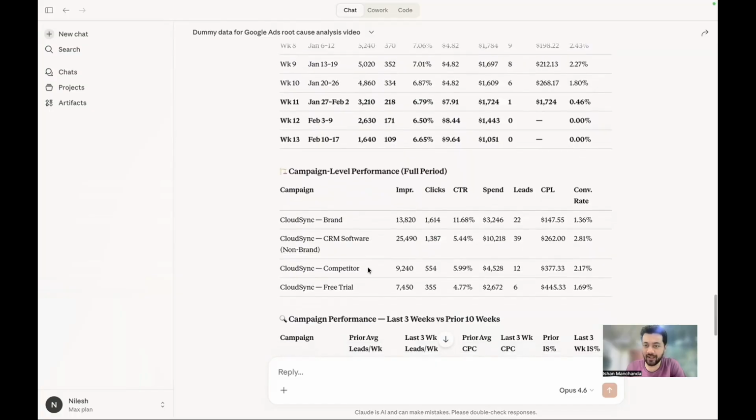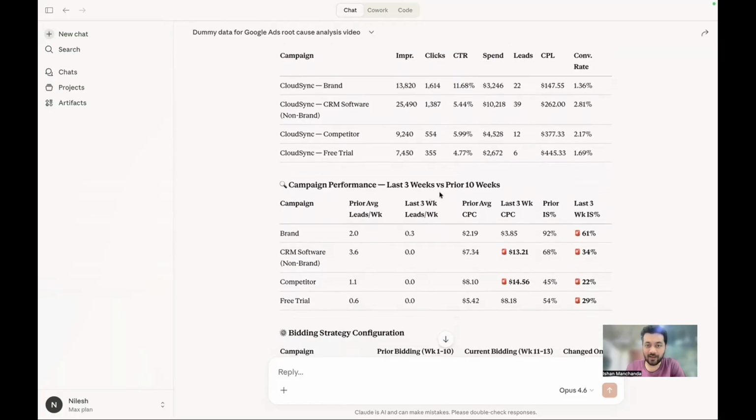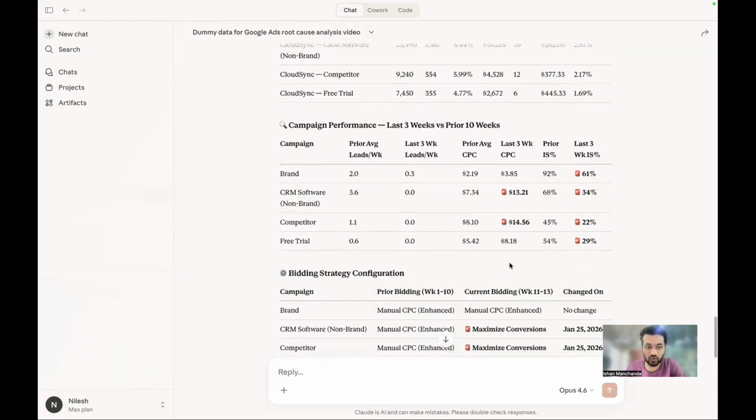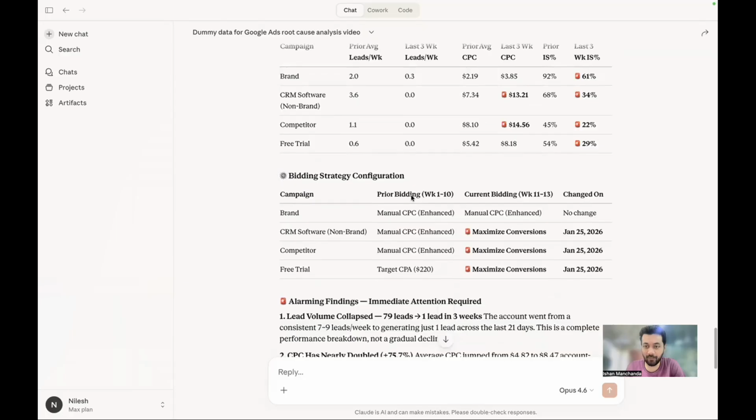So if you look at the week on week analysis, it has marked where things have gone wrong. Full period at a campaign level, it's showing me the performance. And then last 3 weeks versus prior 10 weeks. And there is a lot of alarming issues here that we need to look at, even with respect to each of the campaigns.